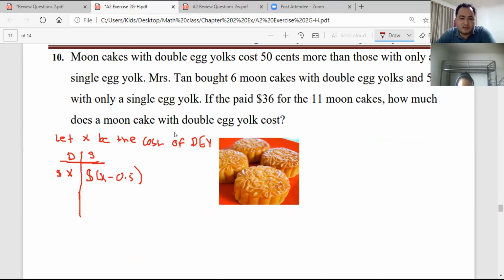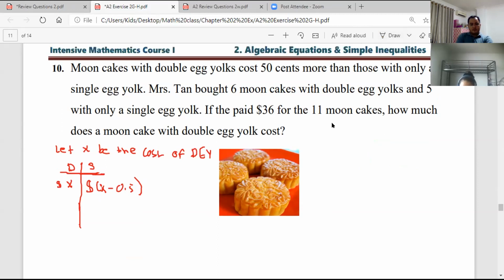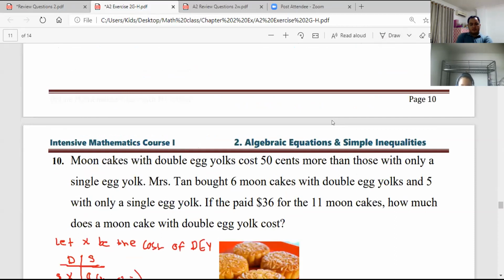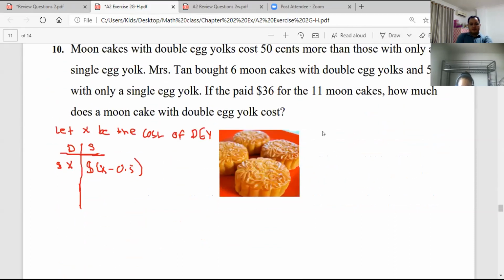Can you read the second sentence? Mrs. Tan bought 6 mooncakes with double egg yolks and 5 with only single egg yolk. If she paid $36 for 11 mooncakes, how much does a mooncake with double egg yolk cost?